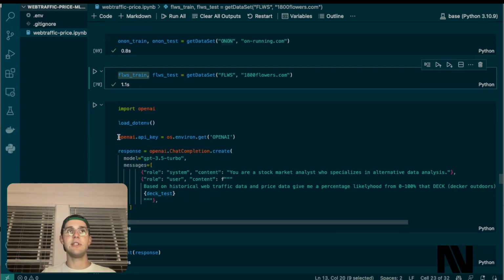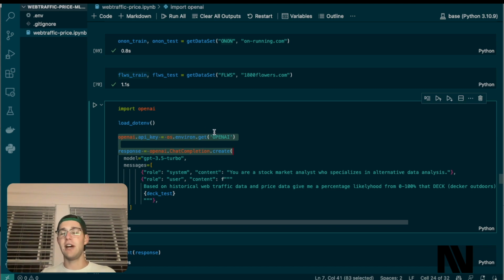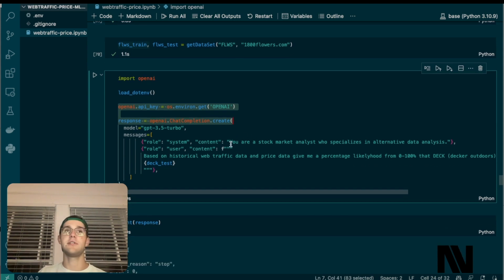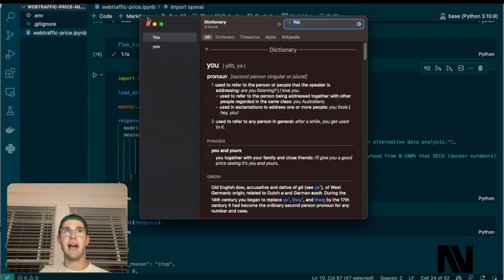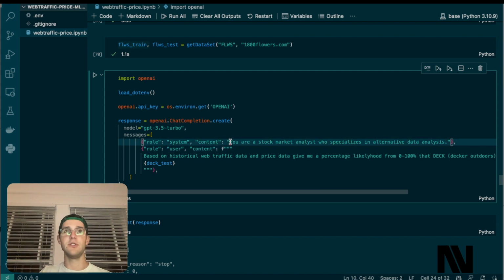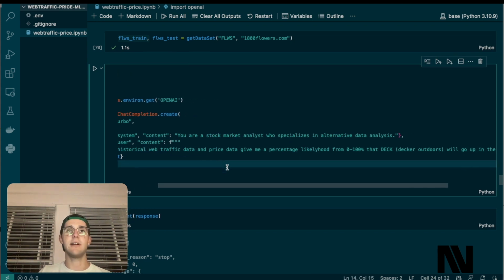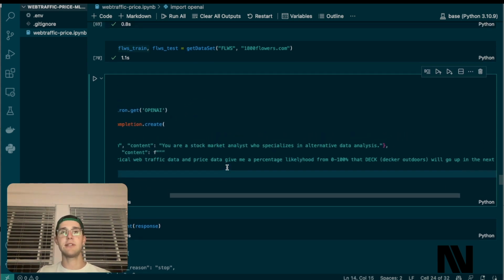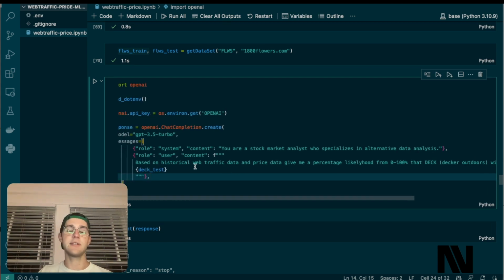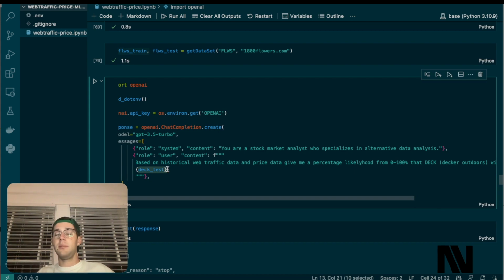Next, what I did is I took ChatGPT. So this is just essentially initializing ChatGPT. It's the same thing as if you just typed it in on the website. I told ChatGPT, you are a stock market analyst who specializes in alternative data analysis. And then I gave it the prompt of, based on historical web traffic data and price data, give me a percentage of likelihood from 0 to 100% that Decker Outdoors will go up in the next 60 days. And then I gave it the web traffic data and the price data that we had from Ticker Trends.